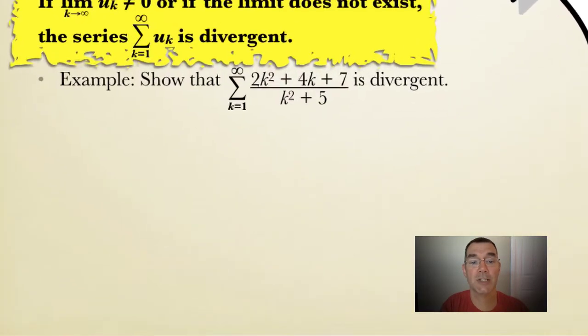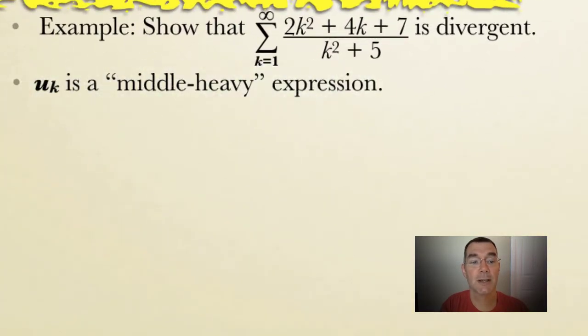Okay? For example, let's show that this is divergent. Well, this is a middle heavy expression. I've got k squared on the top and the bottom, and that's my highest exponent of k. So as k goes off to infinity, the limit will equal 2, which is basically the ratio of the lead coefficients. 2 on the top, 1 on the bottom. 2 divided by 1 is 2. So as k goes off to infinity, these terms approach 2.